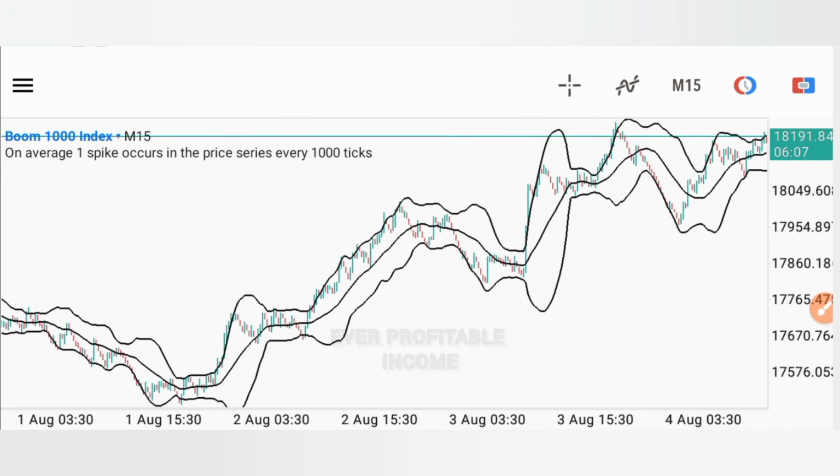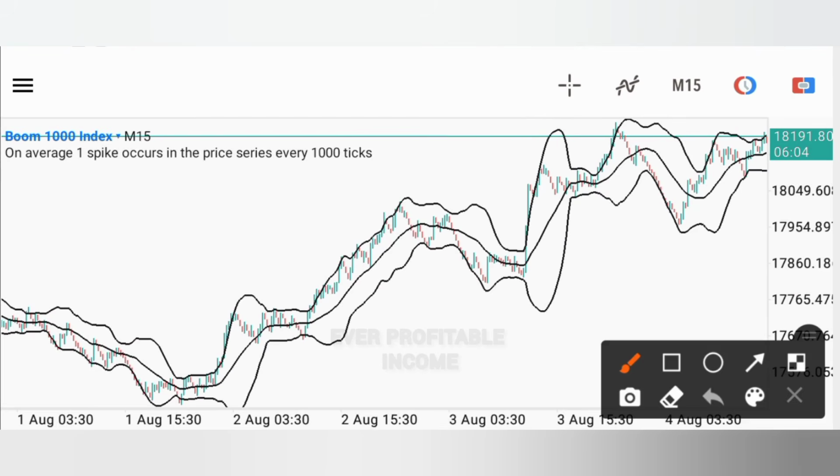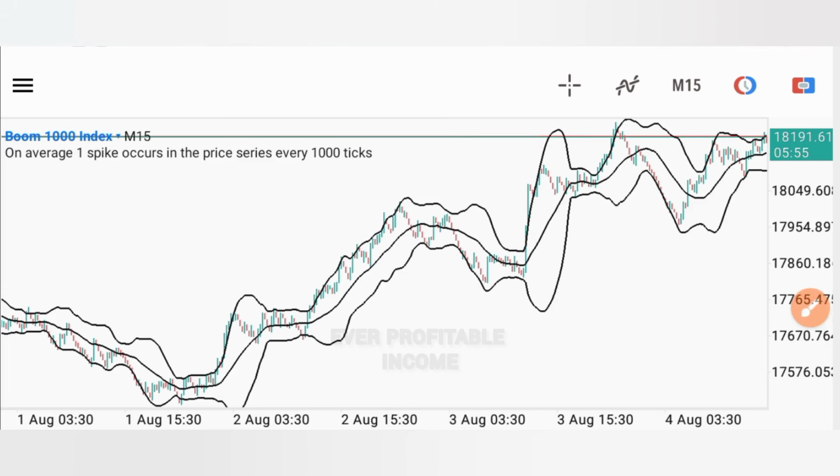Another one is the expansion. Each time you see the Bollinger Band expand, you know that there is high volatility in the market. There's high volatility in the market. But these ones I just explained are not the main focus of this strategy. The key focus of this strategy is price going outside the Bollinger Band.